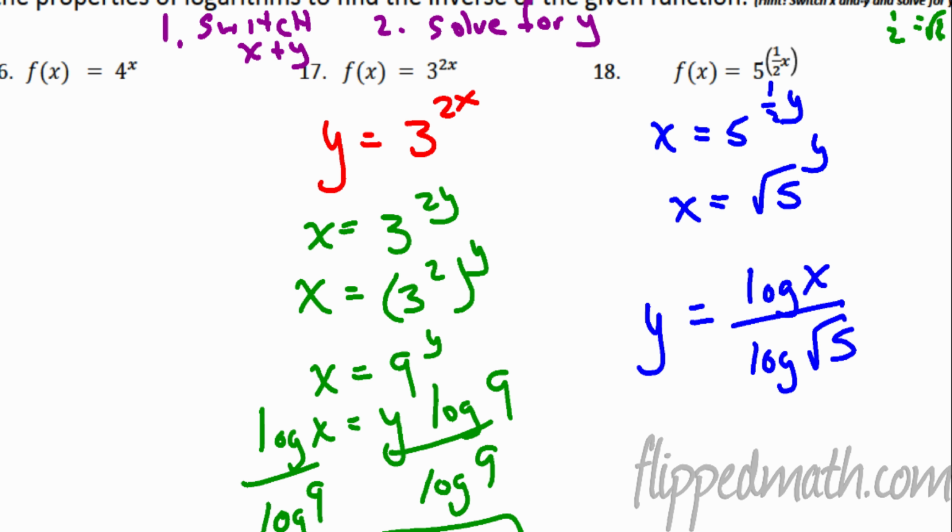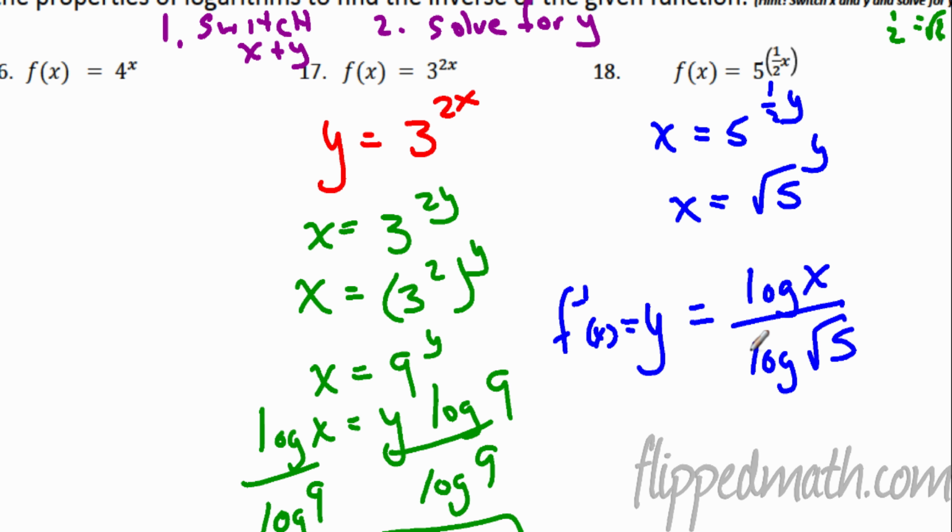Okay, so solving number 18 here, we get y, or technically we get the inverse of x, same as y, equals log of x over the log of square root of 5, because 5 to the 1/2 power is really square root of 5. That y is going to come down. You get the log of both sides. You divide by the log of radical 5. That's how we get to this point.